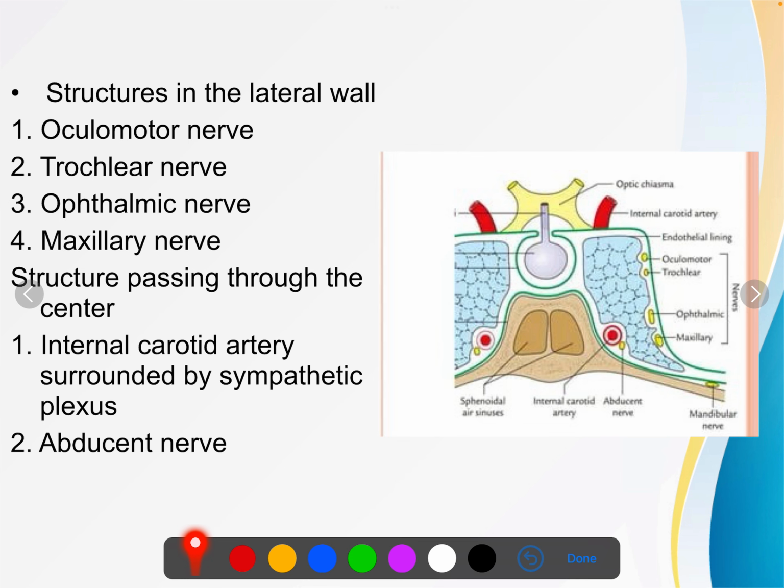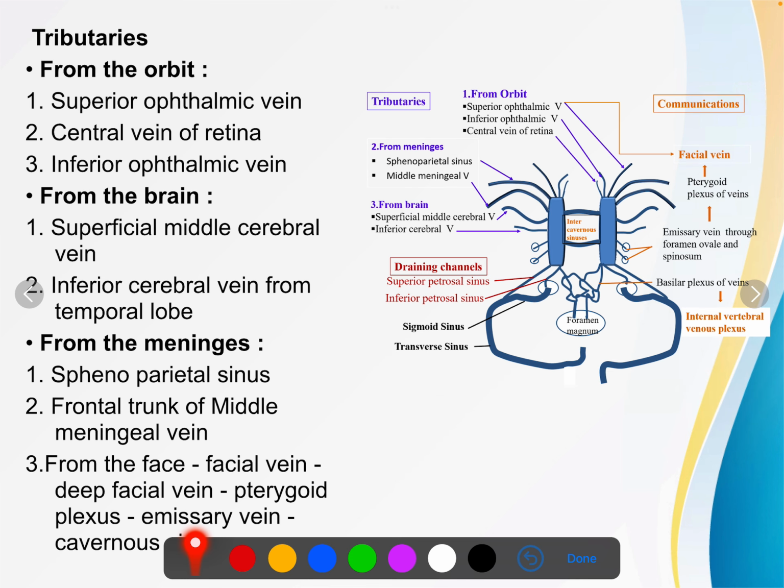The next one, the tributaries of the cavernous sinus. From the orbit, the tributaries are the superior ophthalmic vein, inferior ophthalmic vein, and the central vein of retina. And the tributaries from the meninges are the sphenoparietal sinus, then the frontal or the anterior trunk of middle meningeal vein, then the facial vein.